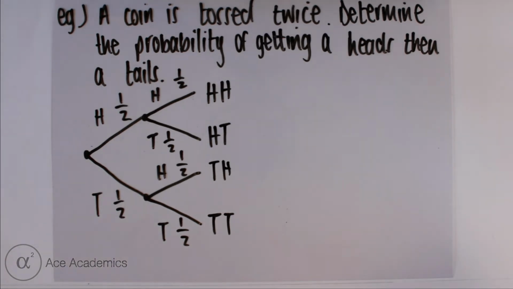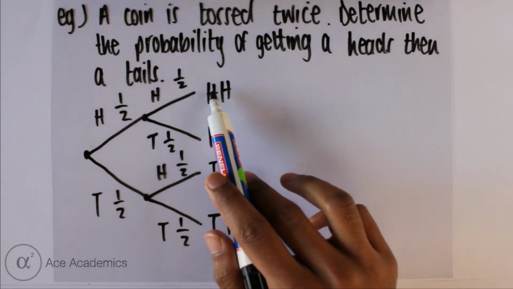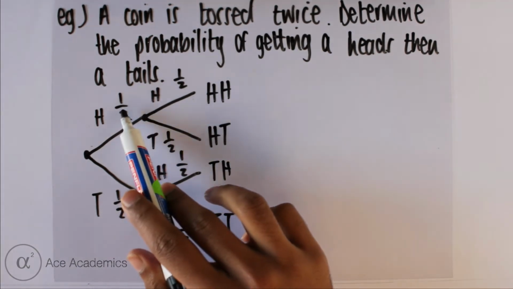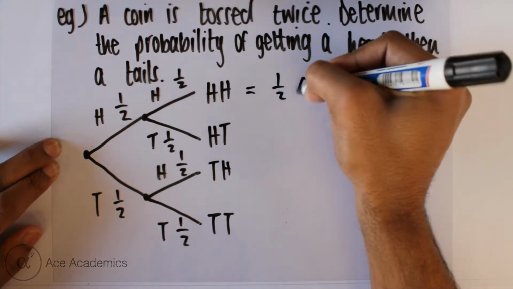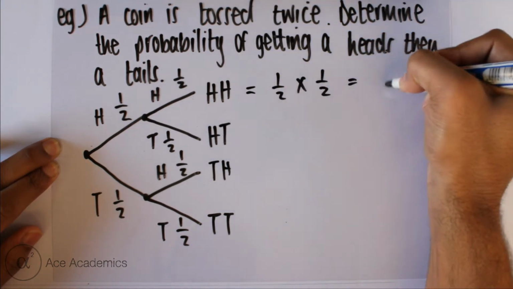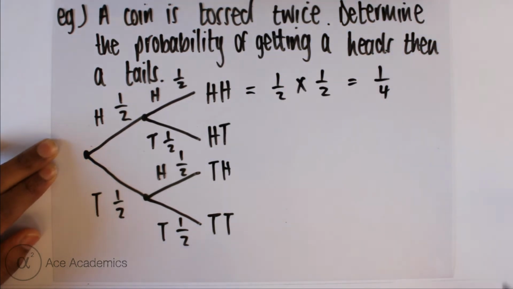Now, we need to determine the probabilities of each of these, and to do that, we're going to look at the rule we had in the previous slide. For tree diagrams, we're going to multiply across and add going downwards. So, multiplying across, to get the probability of a heads and then a heads again, it's simply a half multiplied by a half. And a half multiplied by a half is just a quarter.